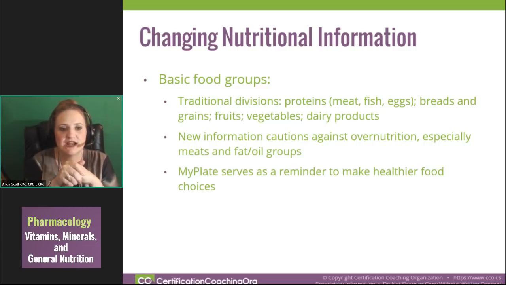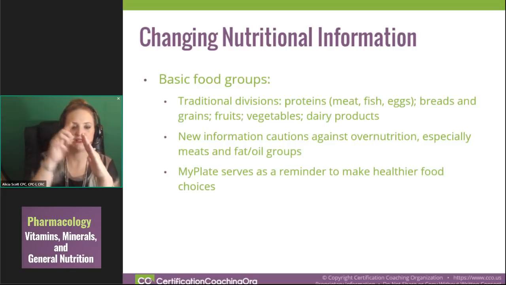The last thing we're going to talk about as we wrap up is the basic food groups. We don't really need to spend a lot of time on this because I'm sure you were inundated with this when you were a child. The divisions, as we know in the little pyramid, were the proteins, breads, grains, fruits, vegetables, and dairy products, and how much we needed to have in the little pyramid as it goes up.